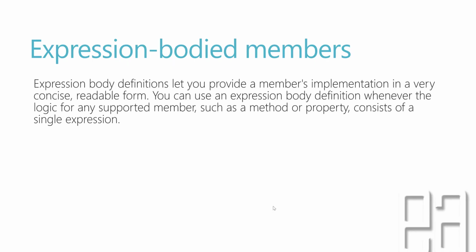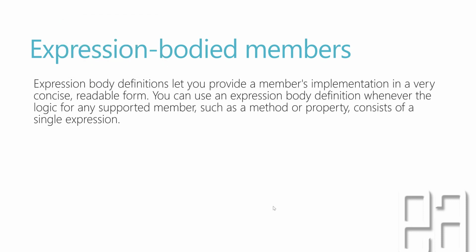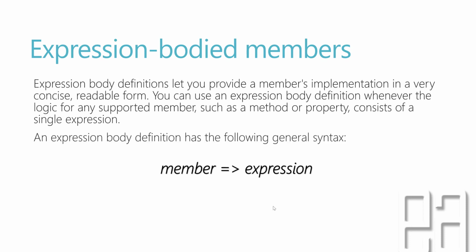Expression bodied members. Expression body definitions let you provide a member's implementation in a very concise, readable form. You can use an expression body definition whenever the logic for any supported member, such as a method or property, consists of a single expression. An expression body definition has the following general syntax. As you can see, you'll have a member and then a lambda expression followed by the expression itself. So this is the expression bodied member. If you don't really get what this whole paragraph is about, don't worry yet, because we're going to discuss it in much greater detail in practicals while we write the code.